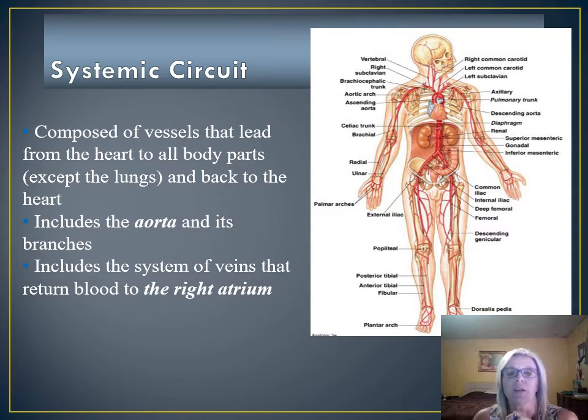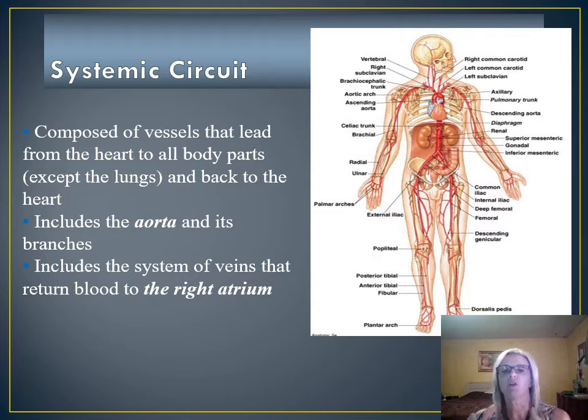So the systemic circuit is composed of vessels that lead from the heart to all the body parts except the lungs and back to the heart again. Of course, it includes the aorta and its branches, and a system of veins also that return blood to the right atrium.